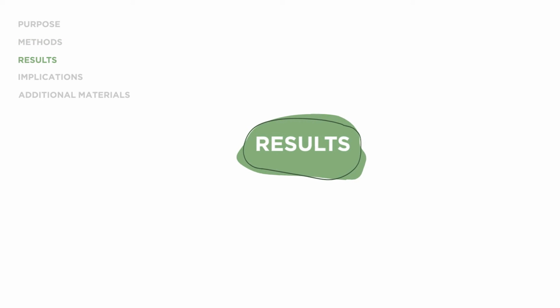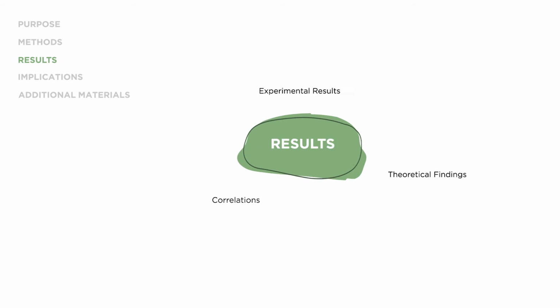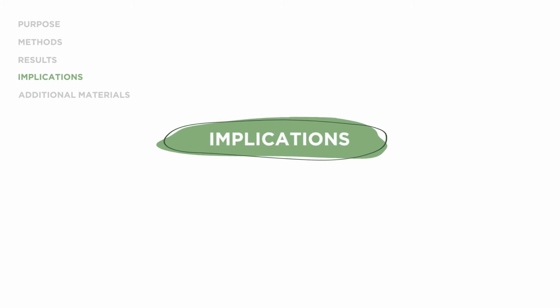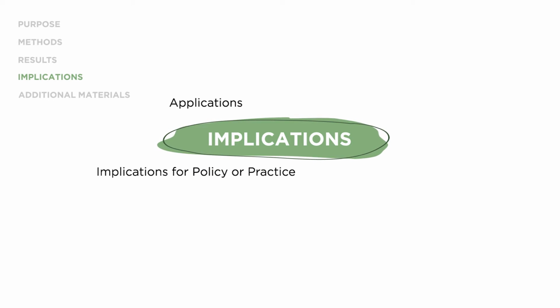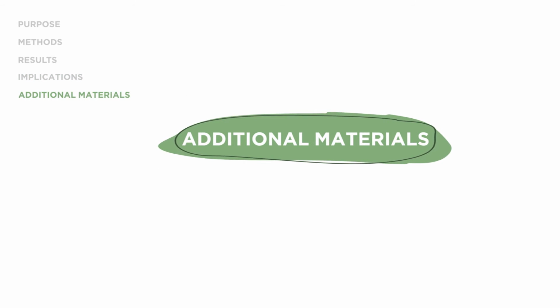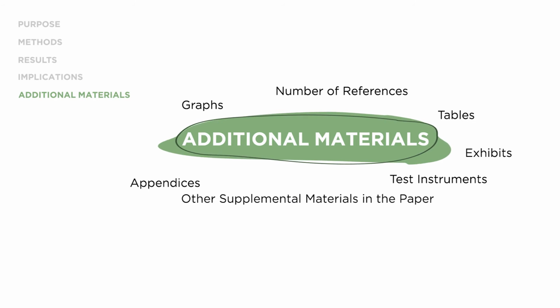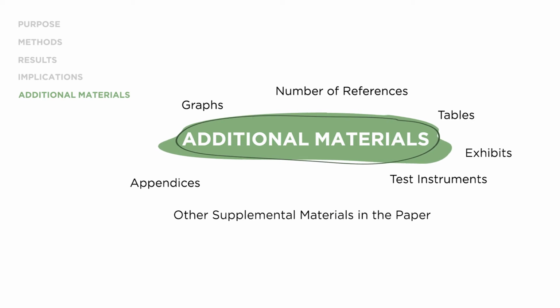The results section describes the key findings of the study, including experimental, correlation, or theoretical results. It also may provide a brief explanation of the results. The implications element shows how the results connect to policy and practice, and suggestions for follow-up, future studies, or further analysis. Finally, additional materials lists the number of references, tables, graphs, exhibits, test instruments, appendices, or other supplemental materials in the paper. This information is often found enclosed in parentheses.